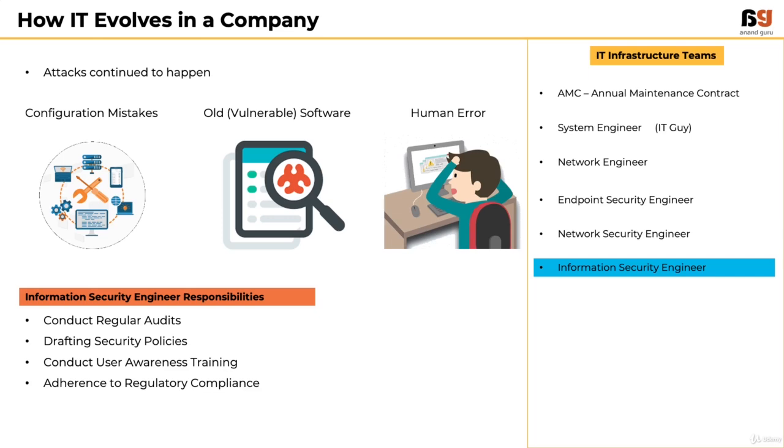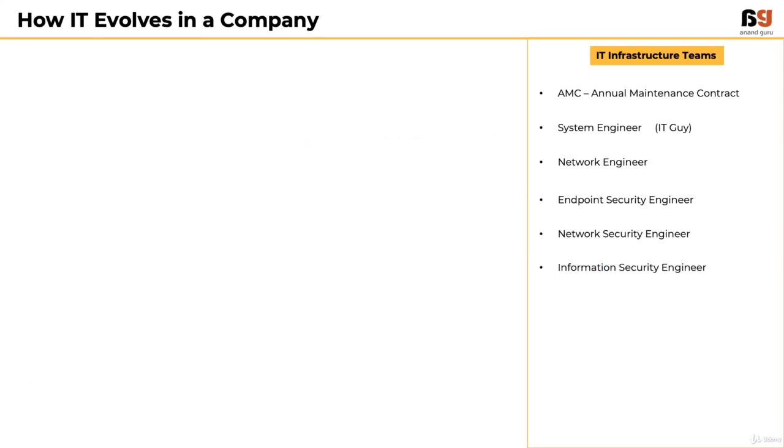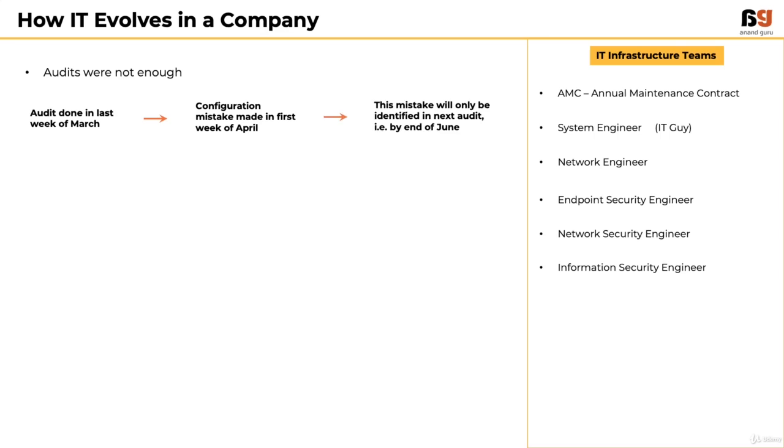After doing all these, unfortunately, attacks continued to happen. It was learned that the audits were not enough. Let's consider an example where a company runs a quarterly audit. So, our audit is completed in the last week of March. Later, in early April, one of the admins makes a configuration mistake. This mistake will only be identified in the next audit, which is scheduled to happen by the end of June. So we leave this weak configuration as it is for 2 months, which can be taken advantage of by a hacker.